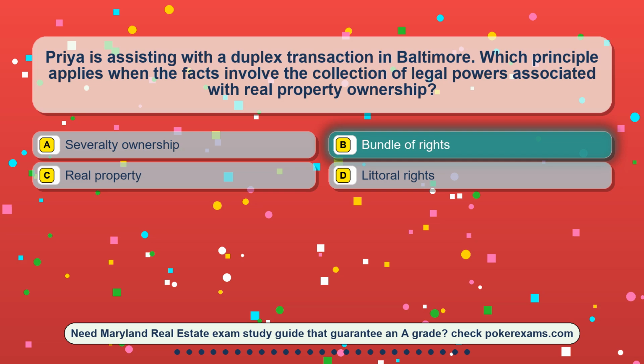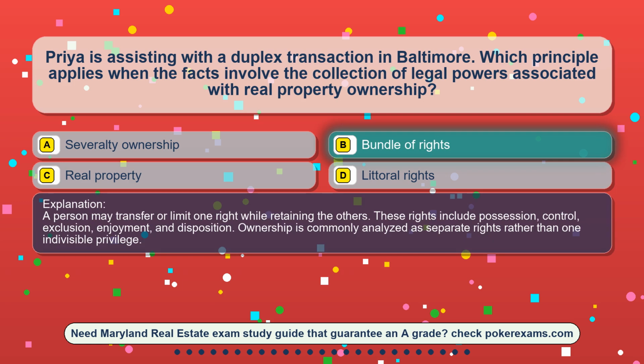The correct answer is option B, bundle of rights. A person may transfer or limit one right while retaining the others. These rights include possession, control, exclusion, enjoyment, and disposition. Ownership is commonly analyzed as separate rights rather than one indivisible privilege.